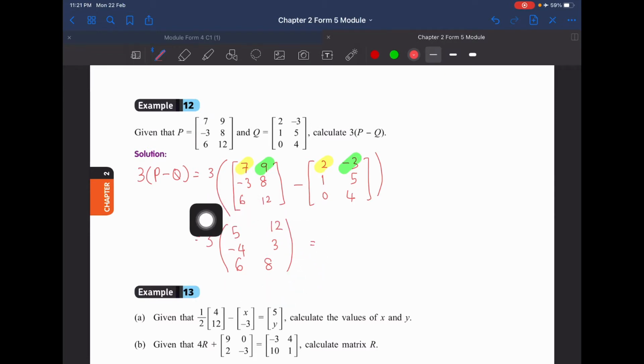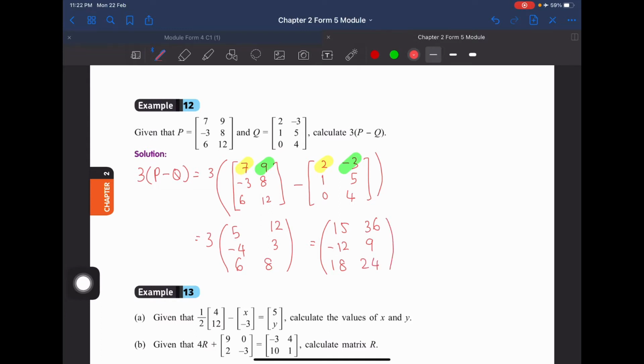So what you do with this one, you just simply multiply in the scalar with the elements in the matrix. So your final answer will be 3 times 5 is 15. 3 times 12 is 36. 3 times negative 4 is negative 12. 3 times 3 is 9. 3 times 6 is 18. And 3 times 8 is 24.